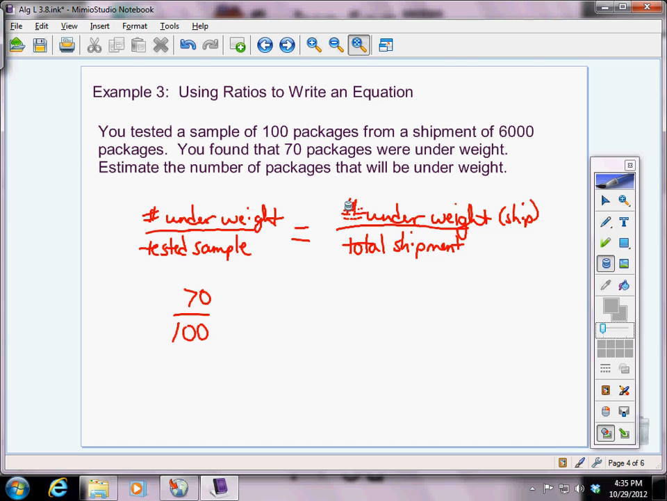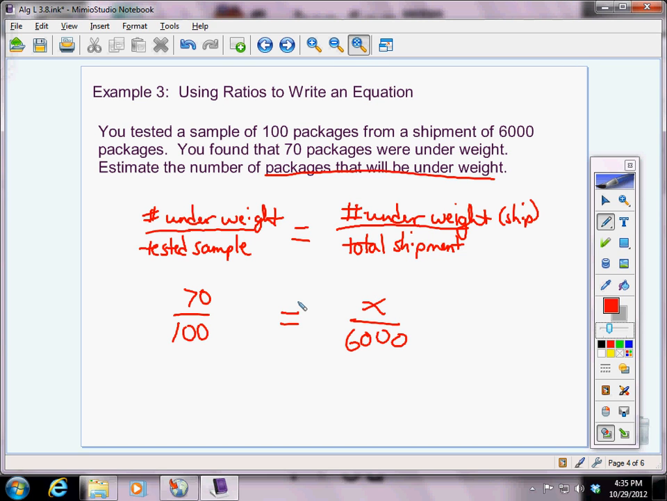Alright, so if we look at this, we can just fill in the other ratio. Do we know the total number that's underweight? No, that's what we're trying to figure out right here. So we'll call that X. Do we know how many were in the total shipment? Yes, we do, 6,000. So this right here, ladies and gentlemen, is what we call a proportion. It's two ratios equal to each other.